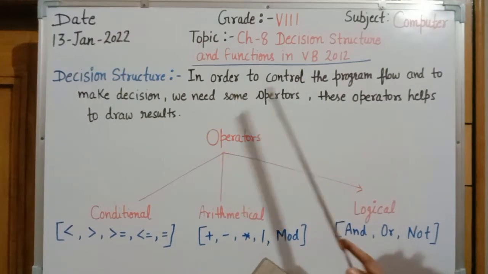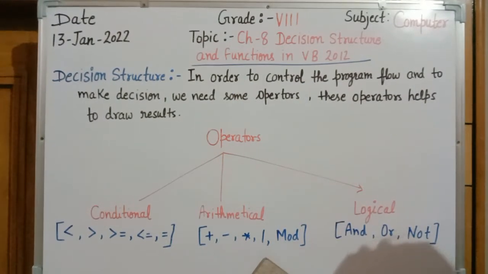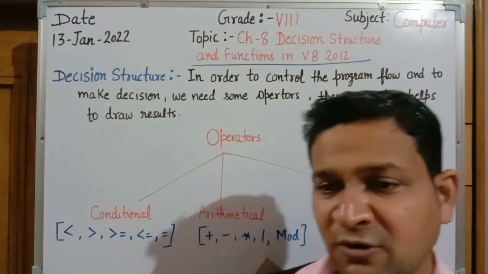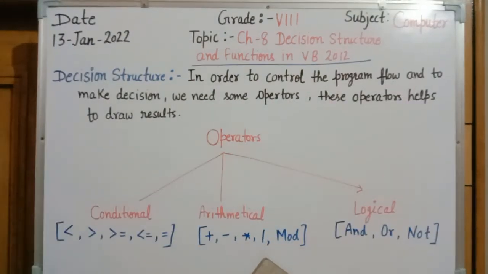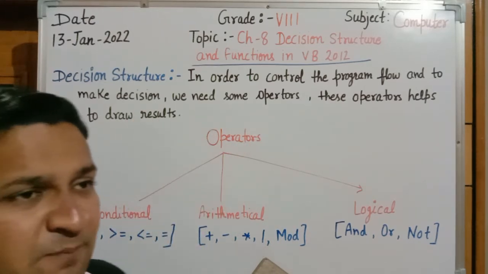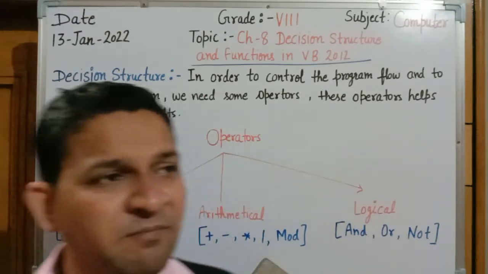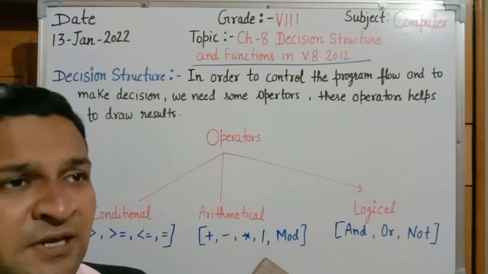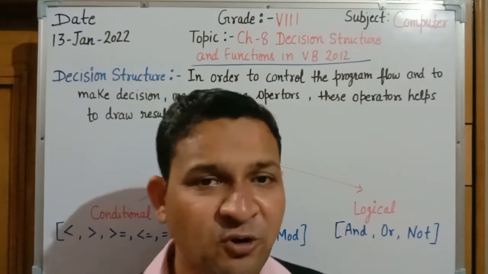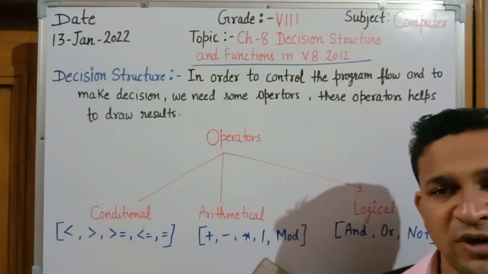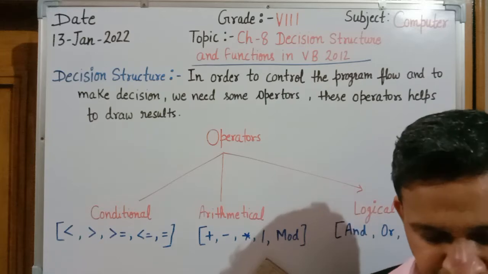In order to control the program flow, in order to control the structure of the program, we need some operators. We need to take some decisions. These operators help us to take some decisions. Sometimes some condition occurs. If the condition is satisfied, then the program will execute. Otherwise, the program will not execute.